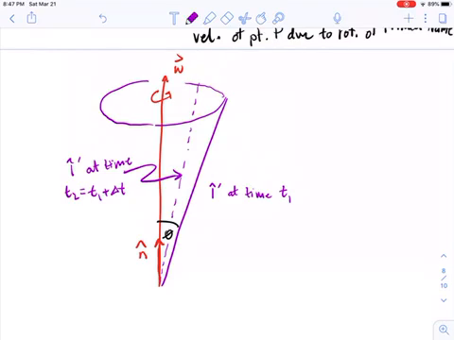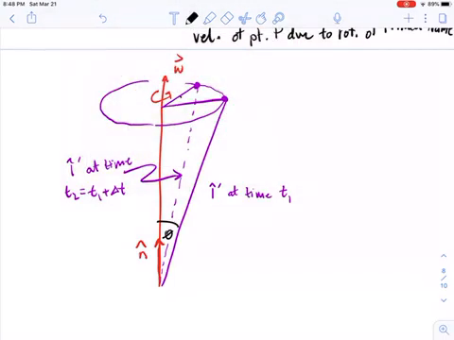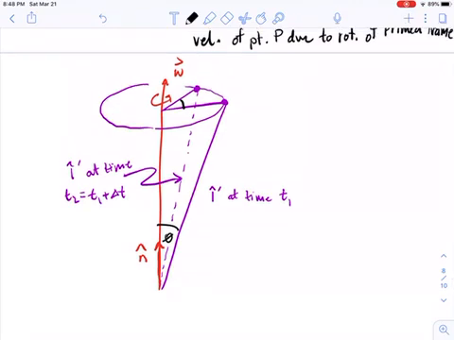If I draw a perpendicular from the omega axis out to the tip of i hat prime at time t1, and then to the tip of i hat prime at t2, it'll look something like this. I want to specify another angle, this one, and we'll call that angle delta theta. What I'm interested in is this length of arc. I'm going to say that that piece of arc has a length of delta i hat, and I want to know its magnitude.